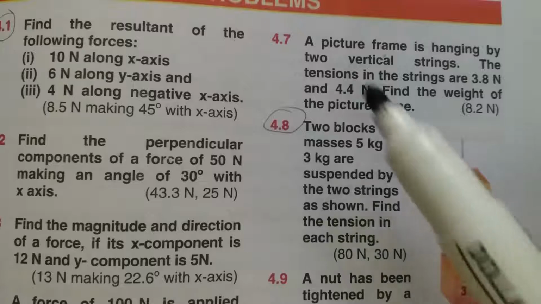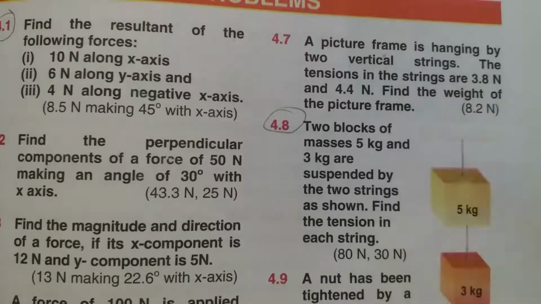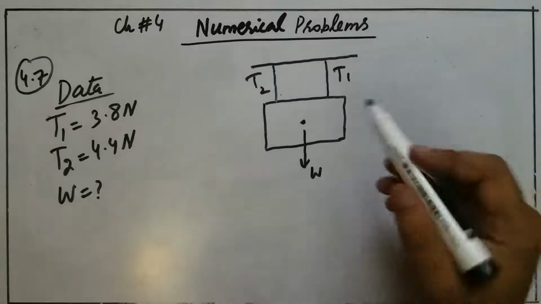Question number 7. A picture frame is hanging by two vertical strings. The tension in the strings is 3.8 and 4.4 Newton respectively. We have to find out the weight of the picture. So for this we have to see the diagram. So students, this is the diagram.